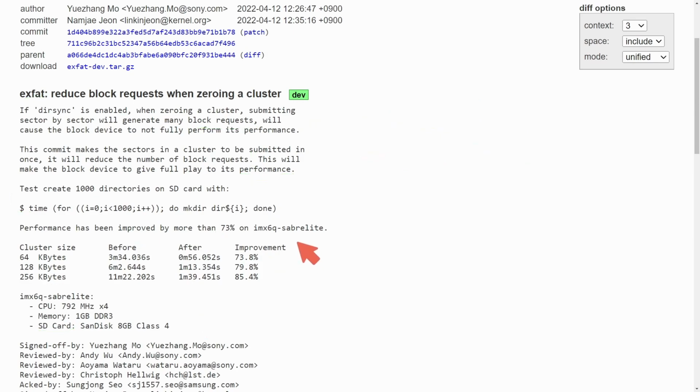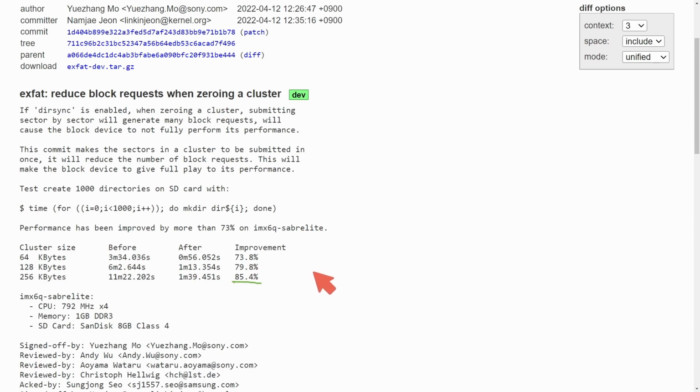So pushing these sectors into a cluster and then writing to them at once gave us these improvements of, on a 64 kilobyte cluster size, a 73.8% improvement. On 128 kilobytes, almost an 80% improvement. And on a 256 kilobyte cluster size, we have an 85.4% improvement.